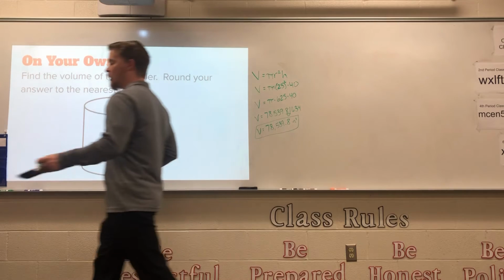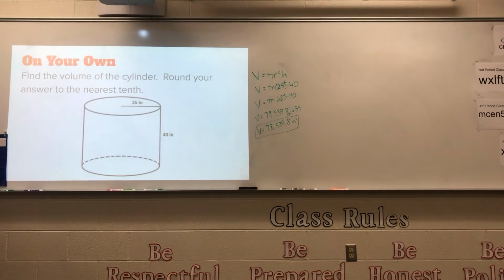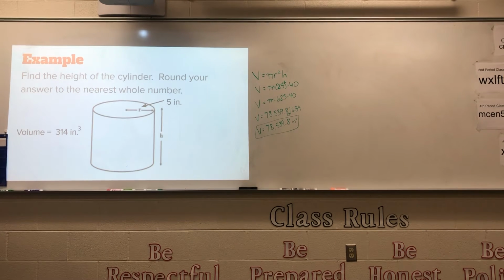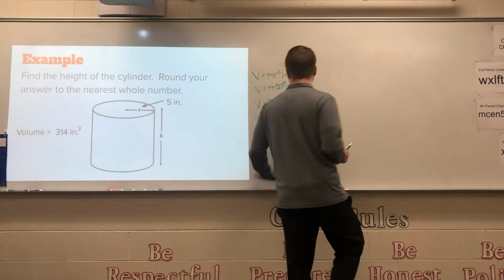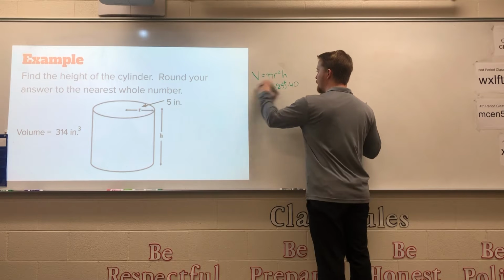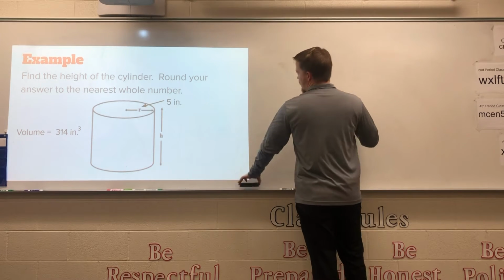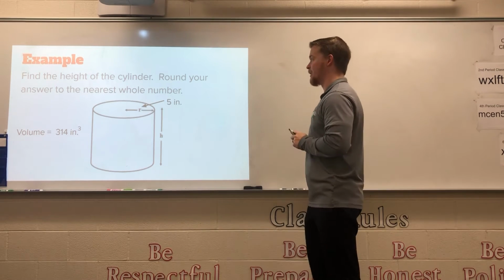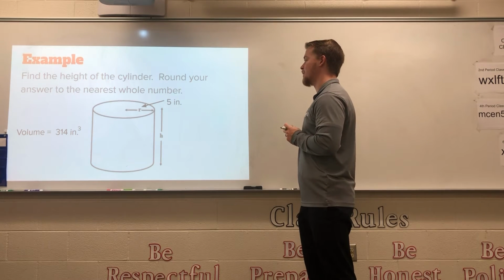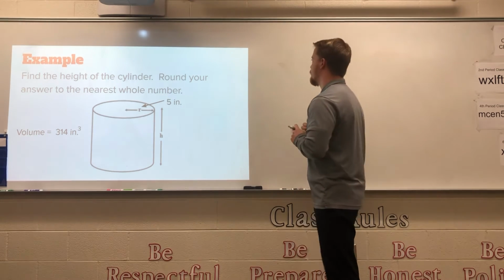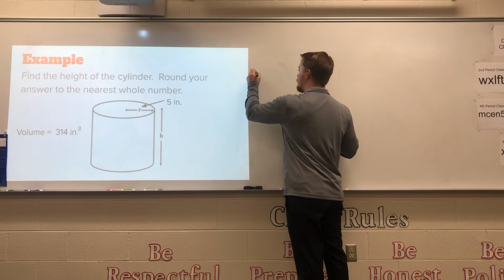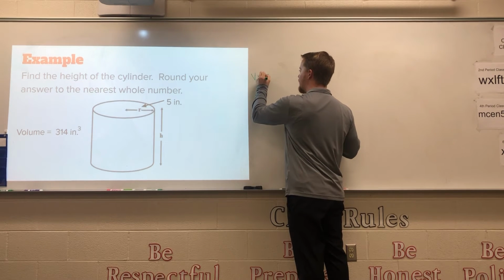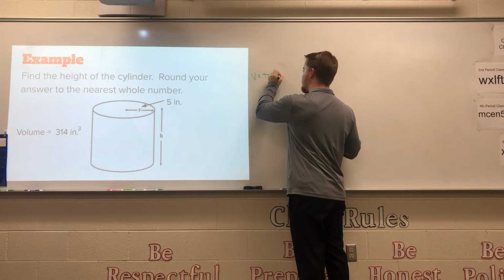Okay? So they also might do it a little different, where they give you the volume and ask you to find a certain part of the volume formula. So, for example, here, they say find the height of the cylinder and round your answer to the nearest whole number. So, we're still using the volume formula for a cylinder. V equals pi r squared h.